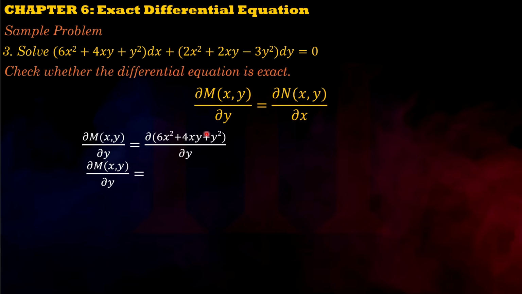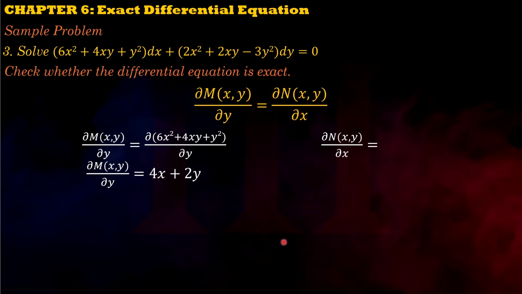So treating x as a constant, obviously the derivative of 6x squared would be 0. 4x is constant, the derivative of y is simply 1, and the derivative of y squared is 2y. So we will come up with this.